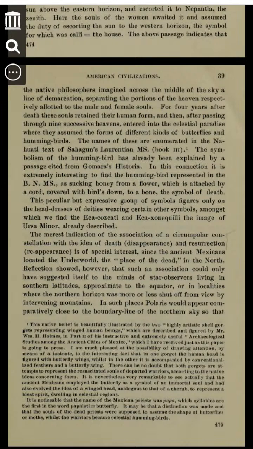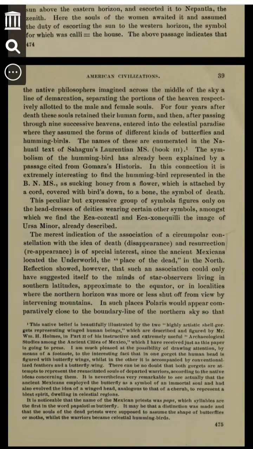For 4 years after death, these souls retain their human form, and then, after passing through 9 successive heavens, enter into the celestial paradise where they assume the forms of different kinds of butterflies and hummingbirds. Right? We're gonna get to the non-heaven, we're gonna get to all of that, right? The names of these are enumerated in the Nahuatl text of Sahagún's Florentine Codex. I don't know how to say that.